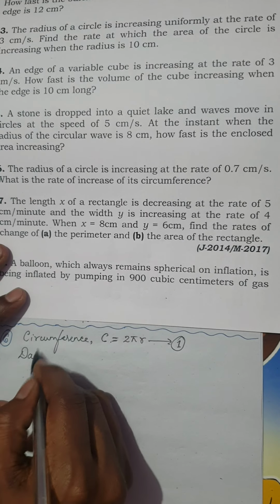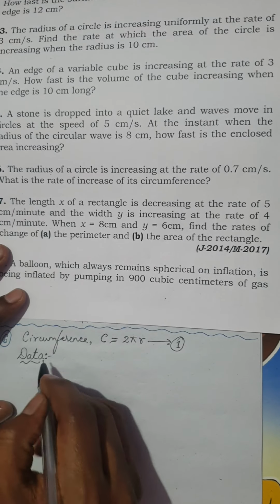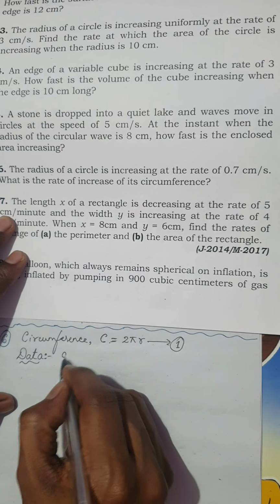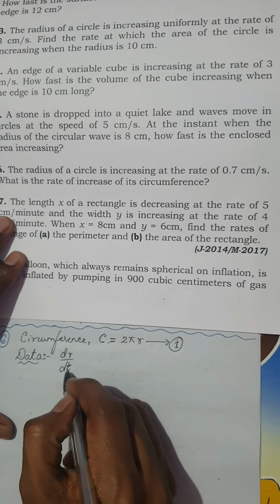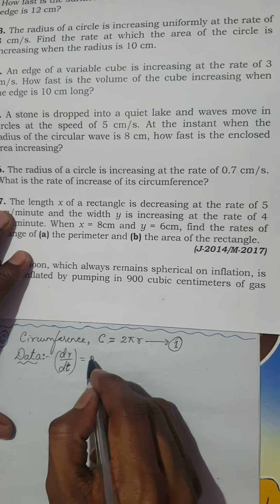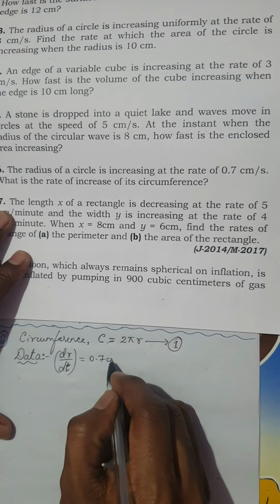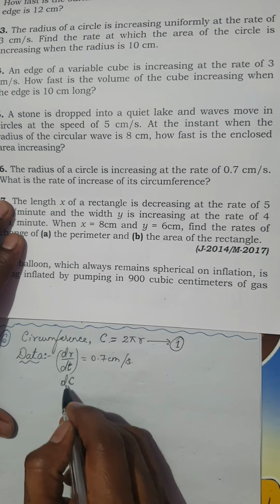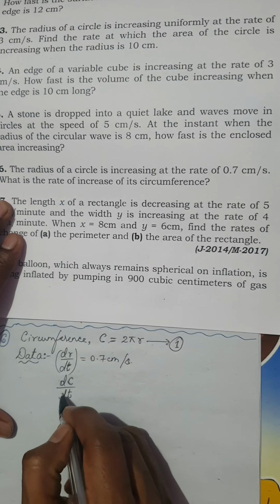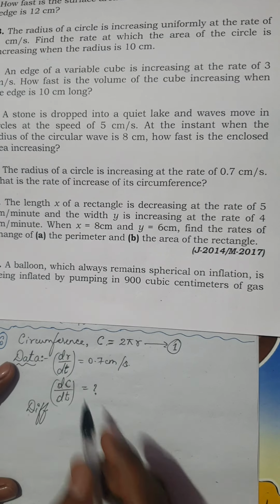And what is the data given? The radius of the circle is increasing, so that is dr by dt. The radius is increasing at the rate of 0.7 centimeter per second. What you have to find out is the rate of increase of its circumference, which means I have to find out dc by dt. Very simple. This is a 1 marker question for CET. For CET you need not write all these steps, only remember how to do it.